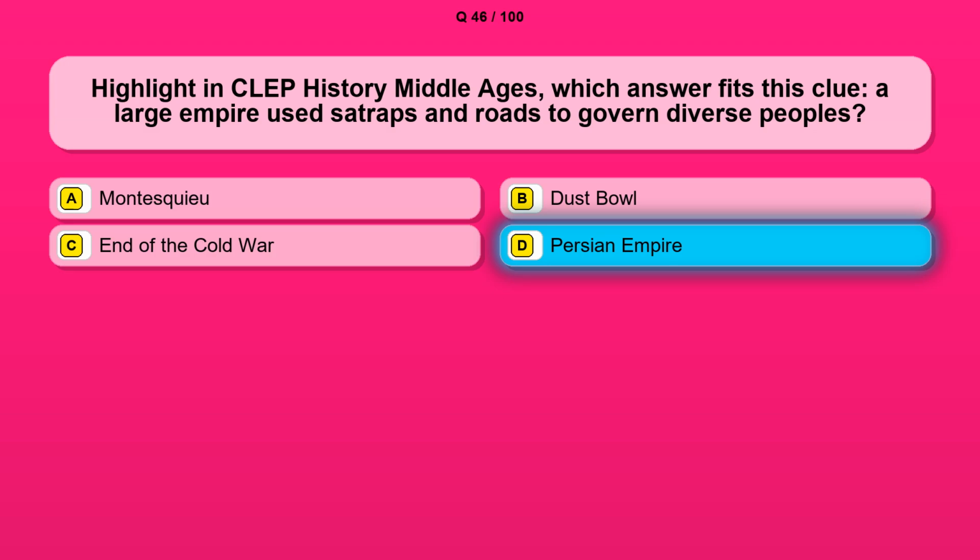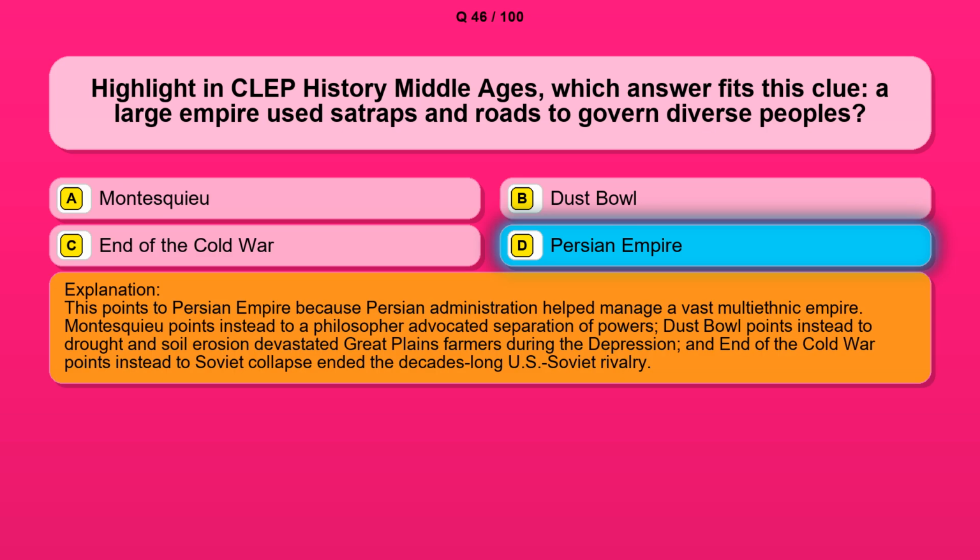The correct answer is option D, Persian Empire. This points to Persian Empire because Persian administration helped manage a vast multi-ethnic empire. Montesquieu points instead to a philosopher advocated separation of powers. Dust Bowl points instead to drought and soil erosion devastated Great Plains farmers during the Depression, and end of the Cold War points instead to Soviet collapse ended the decades-long US-Soviet rivalry.